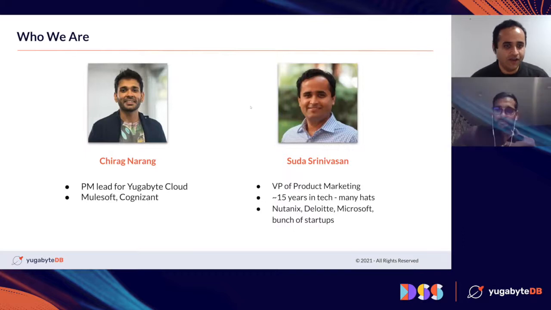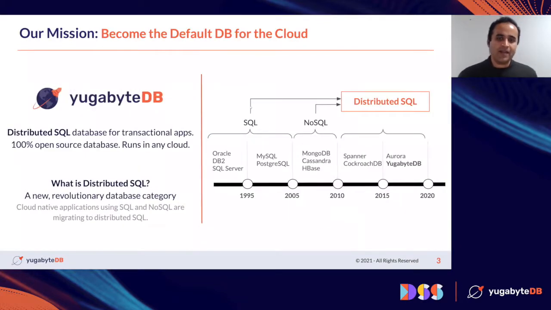Perfect. Thanks, Chirag. So let's jump right in, folks. Yugabyte Cloud is a fully managed offering of YugabyteDB. So let's start there. What is YugabyteDB? YugabyteDB is a distributed SQL database for transactional applications. We are focused on transactional applications that need a distributed database. And what YugabyteDB offers is basically a database that you can deploy as a cluster of nodes, but it presents a single logical SQL database to the layer above.